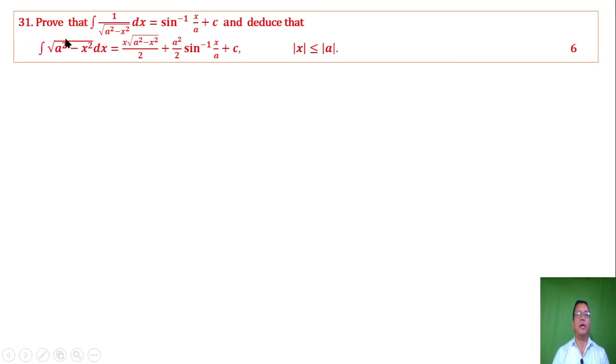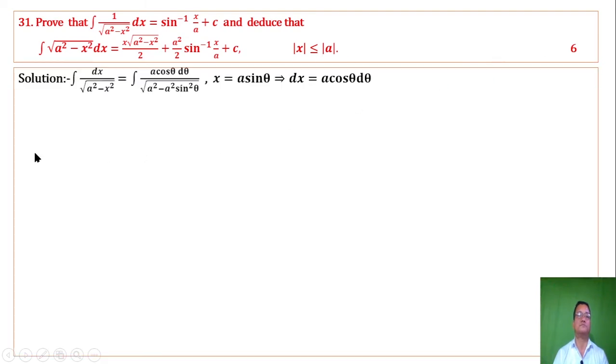For question number 31, prove that the integral of 1 by root over a square minus x square dx is sine inverse of x by a plus c, and deduce that the integral of square root of a square minus x square dx is x into square root of a square minus x square by 2 plus a square by 2 times sine inverse of x by a plus c. Modulus of x should be less than or equal to modulus of a. 6 marks.